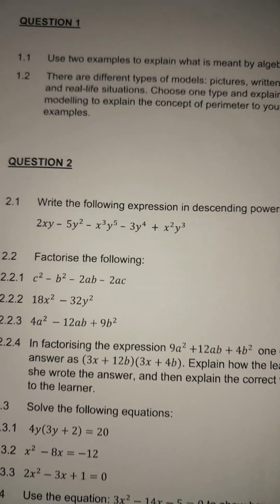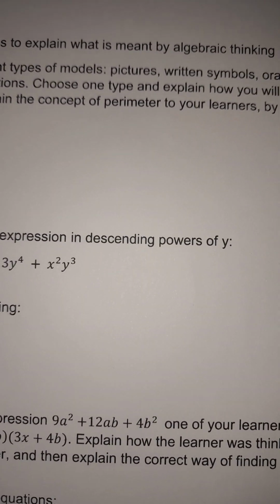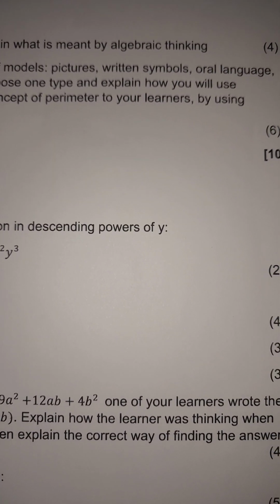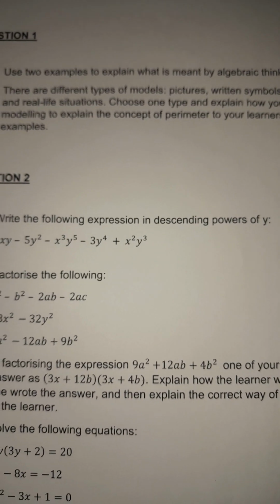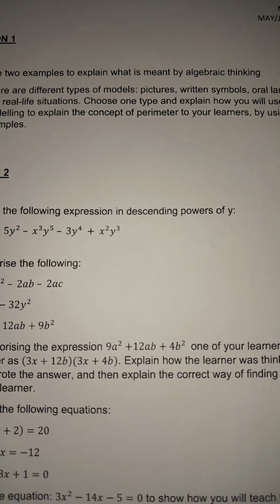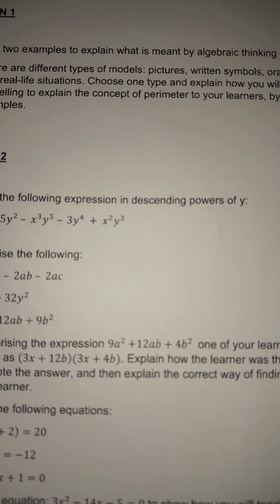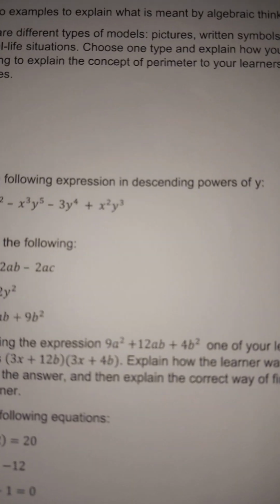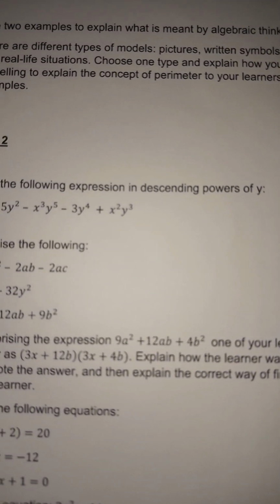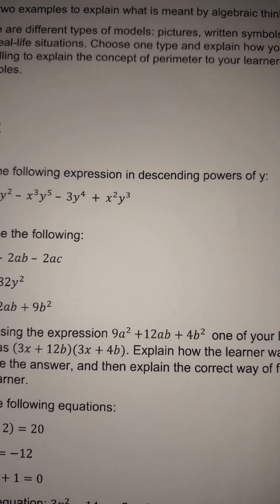We'll start with the first question. Question 1. Use 2 examples to explain what is meant by algebraic thinking. Well, guys, algebraic thinking has to do with generalizing arithmetic operations. It also has to do with manipulating numbers using words and symbols, and showing a relationship between numbers.